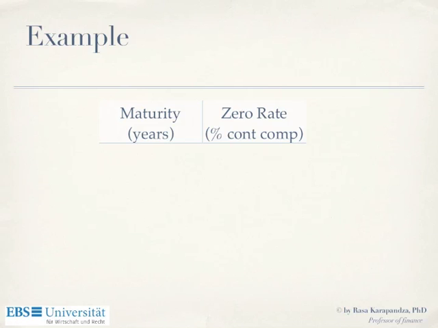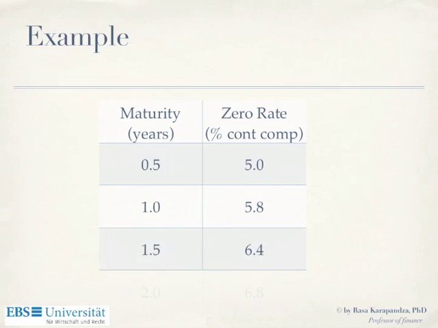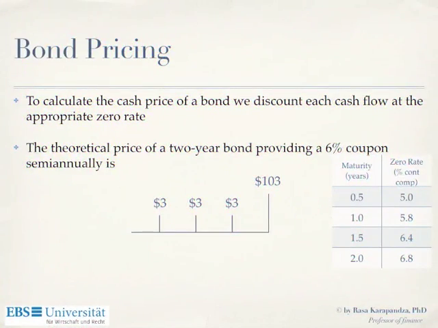Example. Imagine that you observe the following in the markets. A zero coupon government bond, no coupons, that matures in 6 months from now. If you buy it today, you will earn 5% on it. If you buy a 1-year government bond, you will get 5.8%, etc. So for different maturities, different rates. These are the rates that we observe on the yield curve, okay?